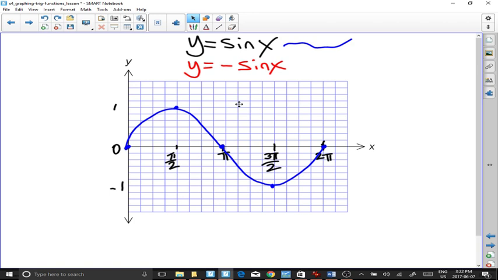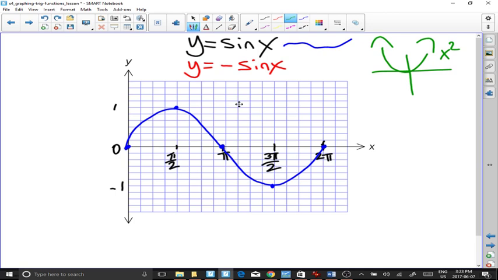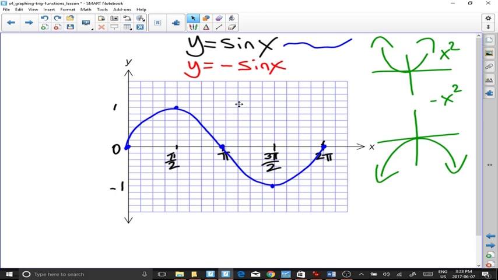Now, what in the world do we do with negative sine x? Well, what do you think, Malcolm? Malcolm thinks you flip the graph. And you flip the graph in which direction, though? Vertically. Malcolm says we flip the graph vertically. Malcolm is correct. Because if you remember way back, we had x squared, but then negative x squared was flipped vertically.